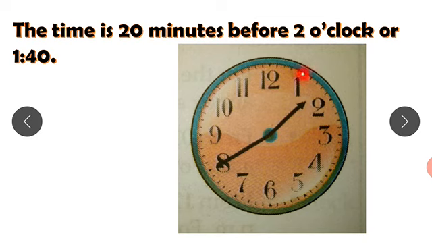I will repeat, we read this time as 1:40 or 40 minutes past 1, or we can also read this as 20 minutes before 2 because after 20 minutes the time would be 2 o'clock.